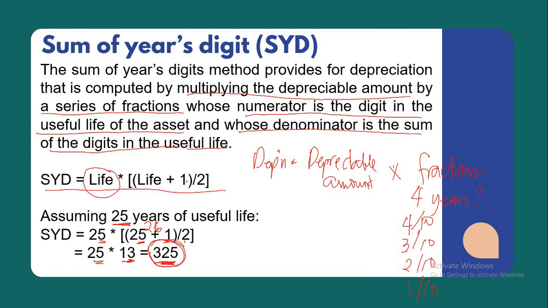And you will start, of course, with the 25 digit, since it is declining. So your first fraction, for the earliest year, will start at 25 over 325, the second year 24 over 325, and so on. So the depreciable amount multiplied by this fraction will be the depreciation for each year.